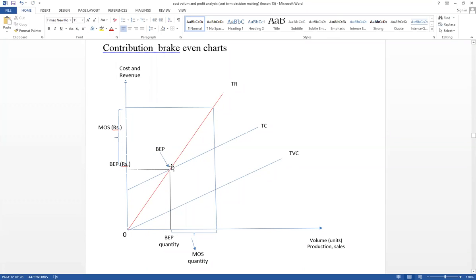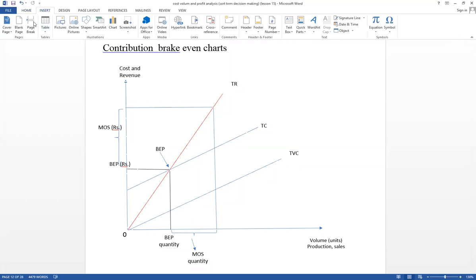Think about total revenue minus total cost. Therefore, revenue higher than the total cost. Therefore, there is a profit. Therefore, profit also should be disclosed. This is a profit.